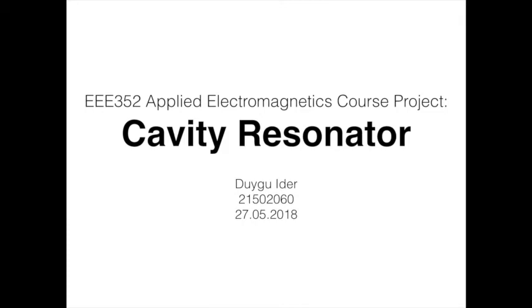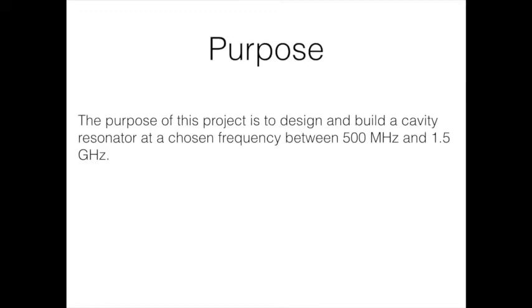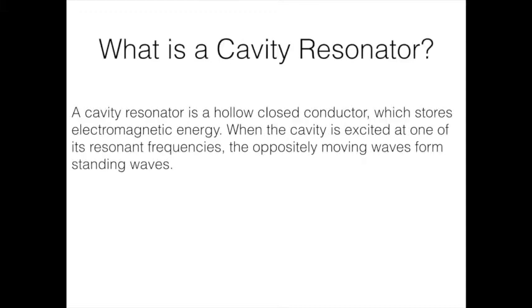Hello, this is my Applied Electromagnetics course project, Cavity Resonator. The purpose of this project is to design and build a cavity resonator at a chosen frequency between 500 MHz and 1.5 GHz. A cavity resonator is a hollow closed conductor which stores electromagnetic energy. When the cavity is excited at one of its resonant frequencies, the oppositely moving waves form standing waves.